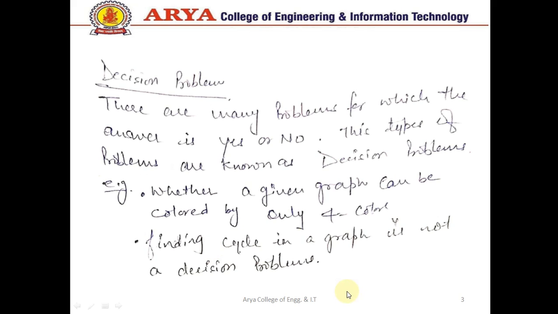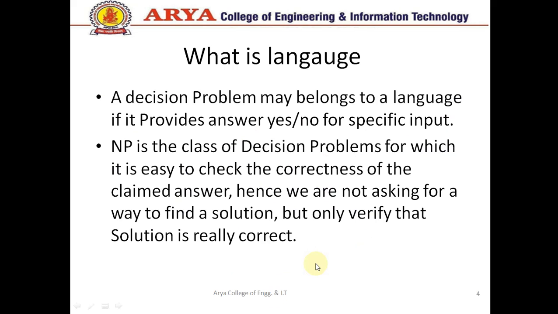Next, there are a number of problems for which the answer is yes or no. This type of problem is known as a decision problem. For example, whether a given graph can be colored by only 4 colors or more colors. Second, finding a cycle in the graph is not a decision problem. So these are some examples of this.